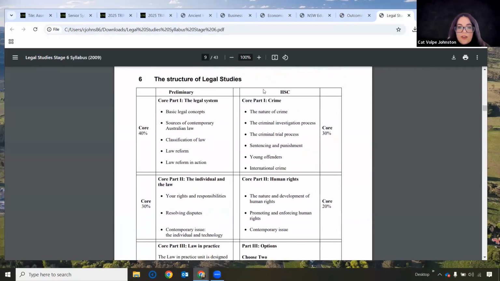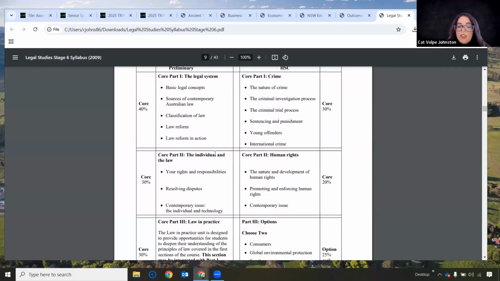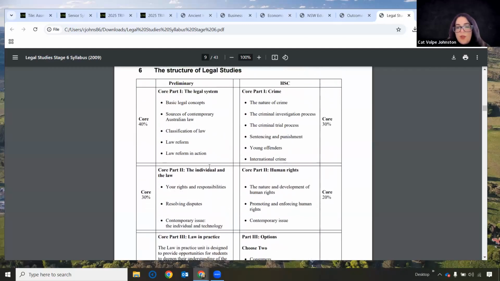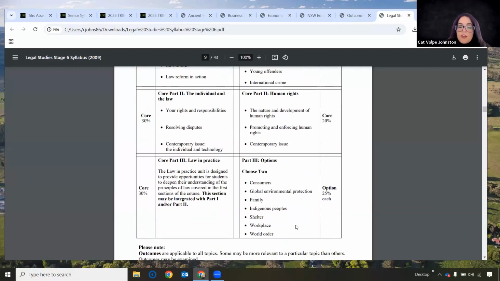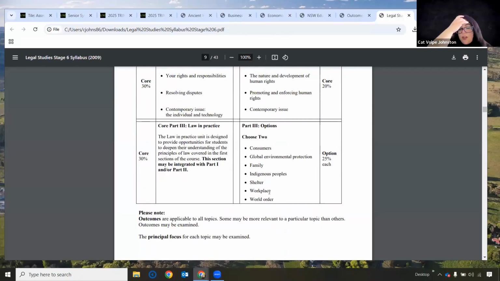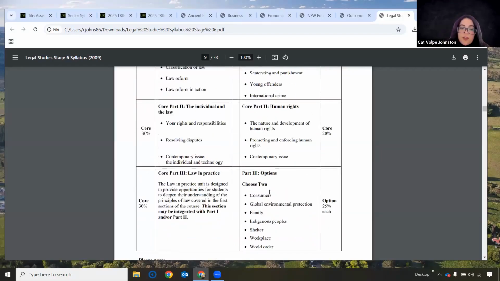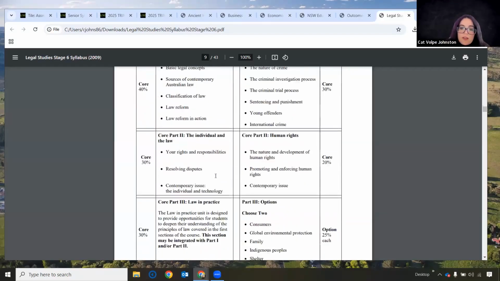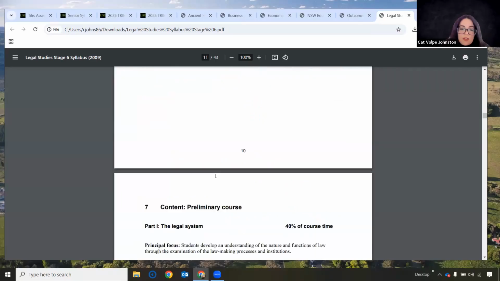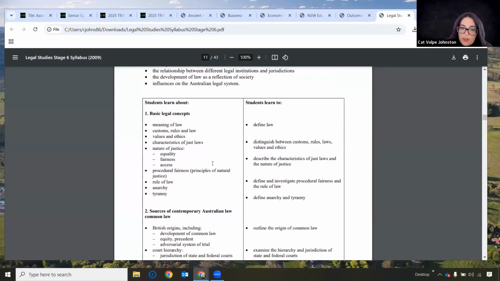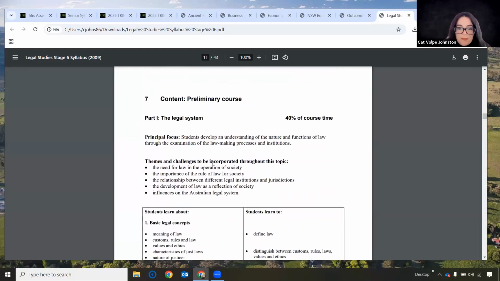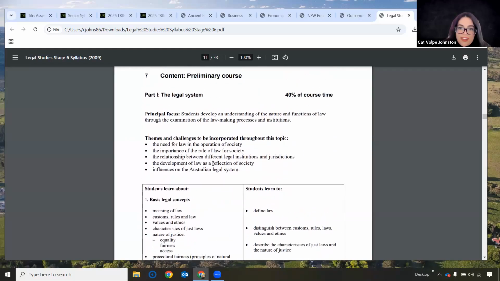All right, so in year 11, students are looking at the legal system, the individual and the law and practice. In year 12, students are looking at crime, human rights, and then there are different options, so you can choose one of these. You can basically do any of these units. I think any of them would be quite good. Now this one's, I remember this now. The way that this is set up is a little bit different from what you're going to see in other stage 6 syllabuses. So this is the first unit of work, the legal system.